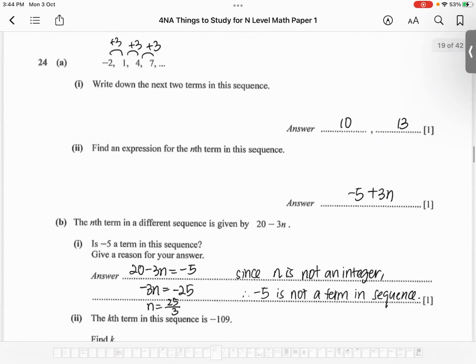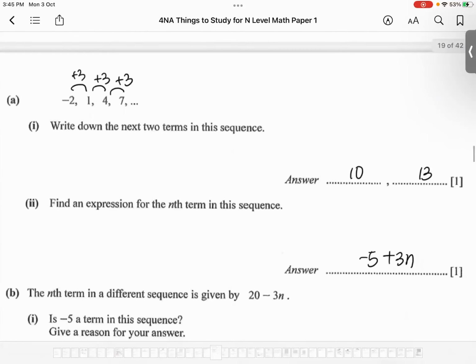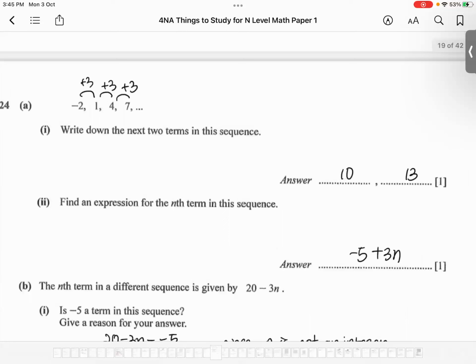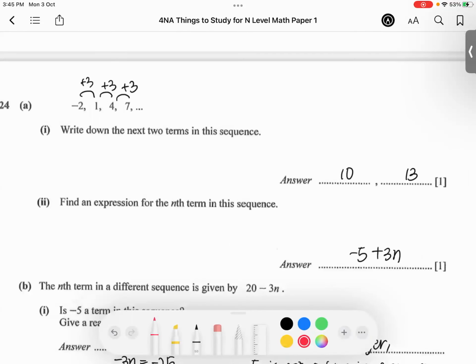Quadratic equation. Number pattern. I believe most of you know how to do number pattern. For this kind of number pattern, you notice this one over here is a plus 3, and plus 3. So when you write the nth term, it must be plus 3n. Then I need to check what is the number such that plus 3 will give me -2? So in this case, I minus 3, I found my number to be -5. So I got -5 plus 3n.